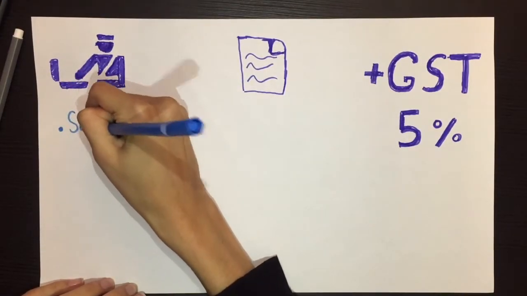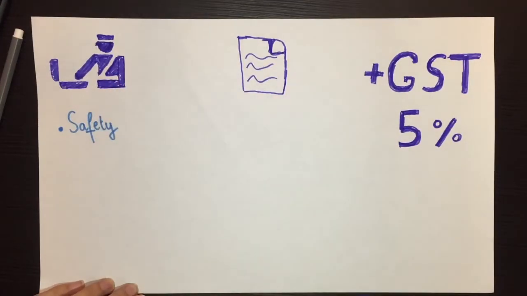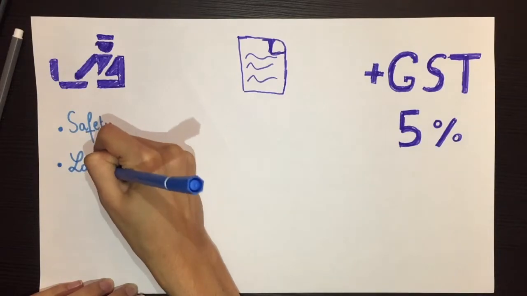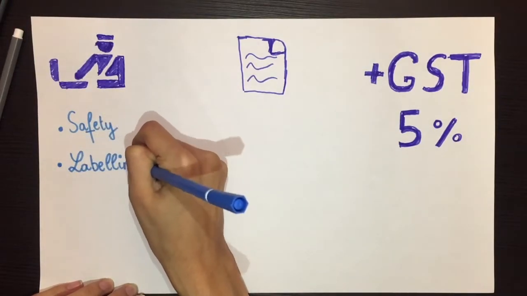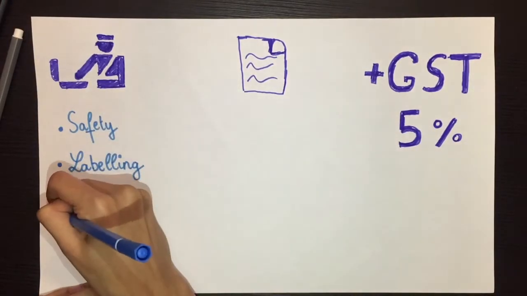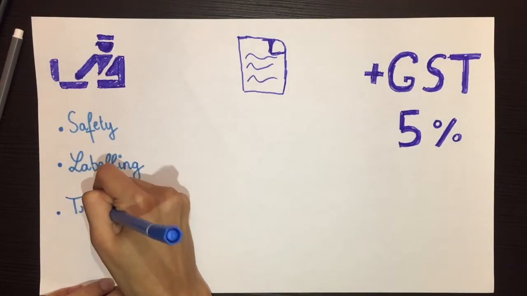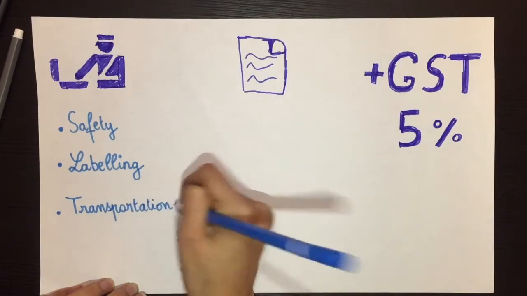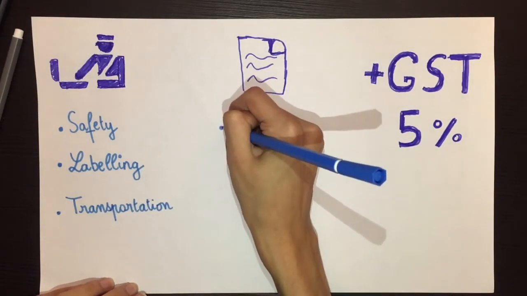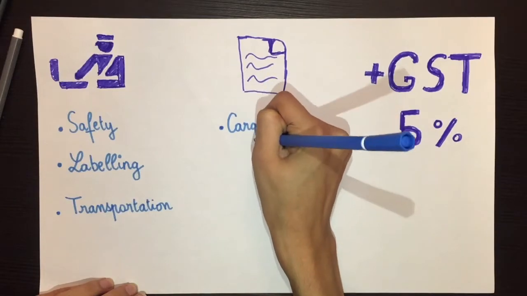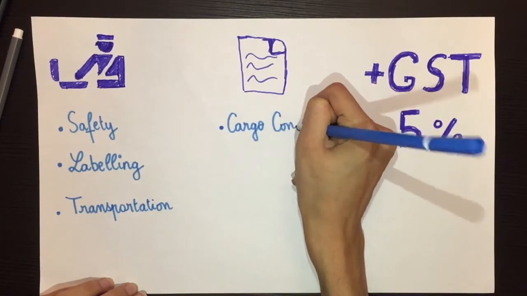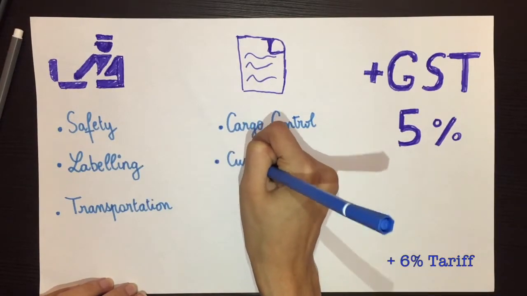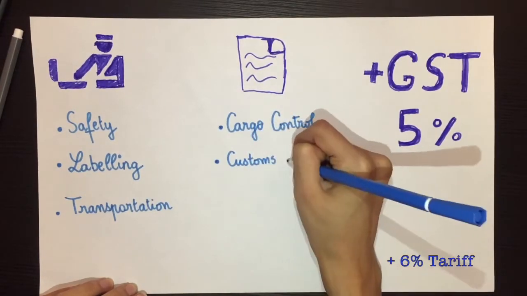For customs and regulations, we have to focus on safety, making sure that the food is made of safe material fit for human consumption. Secondly, we have to focus on the labeling of the food, making sure that all ingredients are listed out correctly and in both French and English. Lastly, we have to focus on our transportation, making sure that the food is not transported alongside harmful or hazardous material. As for the documents needed, we need 2 copies of the cargo control documents and 2 copies of the customs invoice. Lastly, we have a 6% tariff and a 5% GST for our product.